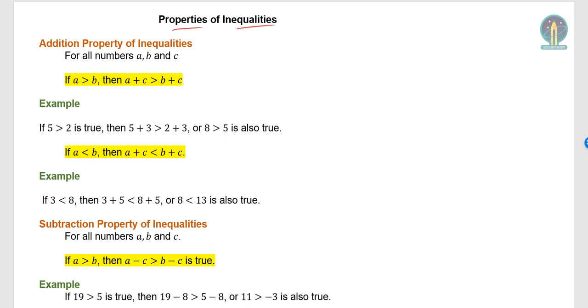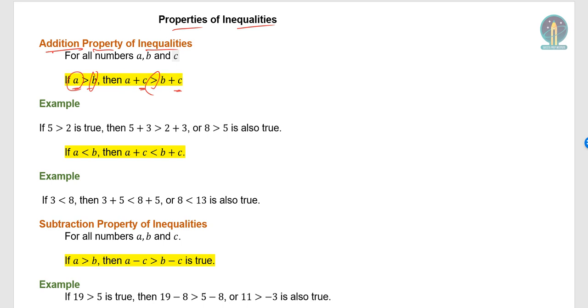Okay, let's look at the first property. So the first property is the addition property of inequalities. And what this property tells us is that if you have any two numbers, A and B, for example, with A being greater than B, then if you add the same value to both sides, the inequality still holds.